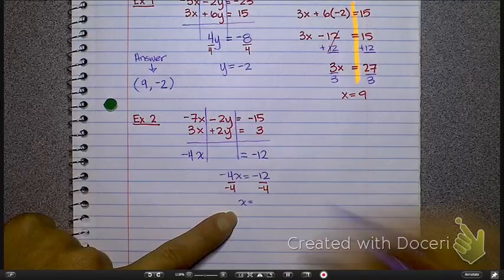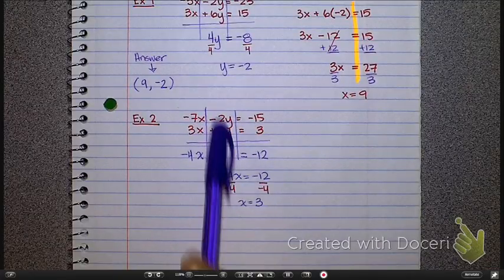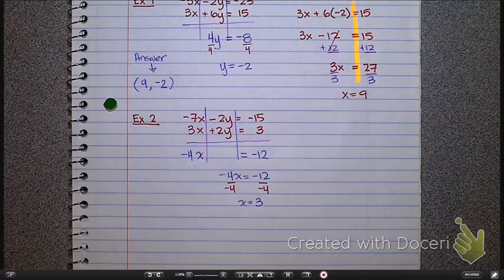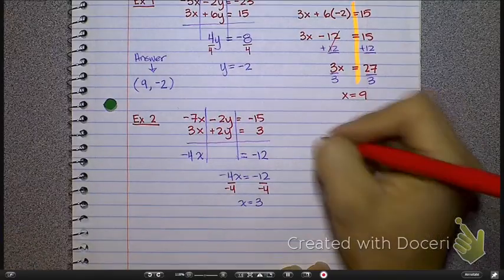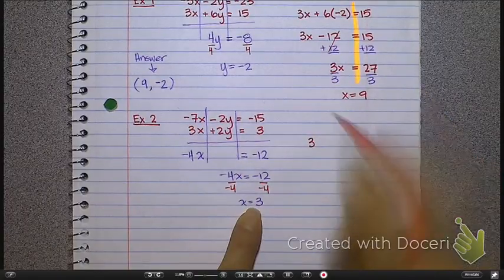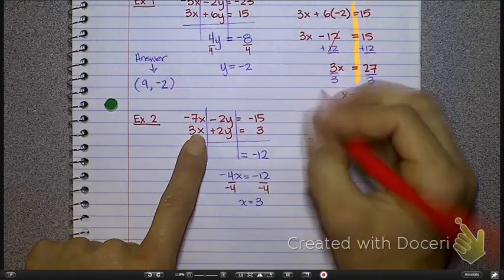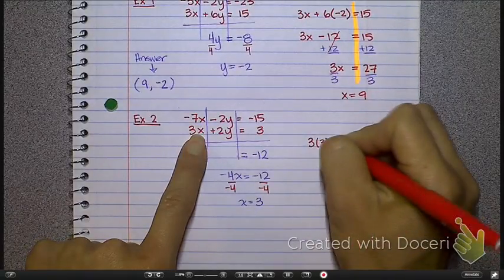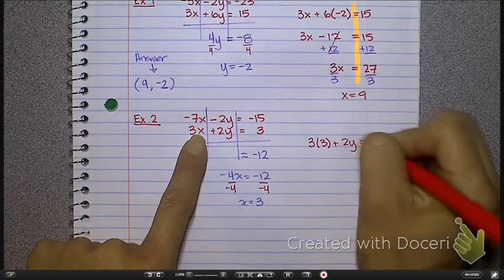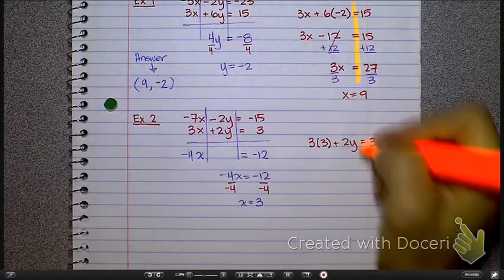All right, now, after I get that first value for one of my variables, I'm going to take it and plug it back in. Now, does it matter which one I plug it into? No. So let's plug it into which one? I like the bottom better. It looks easier to work with. Okay, so 3 is going in the x spot since I just solved for x, right? So 3 times 3 plus 2y equals 3. Okay, so solve it now.